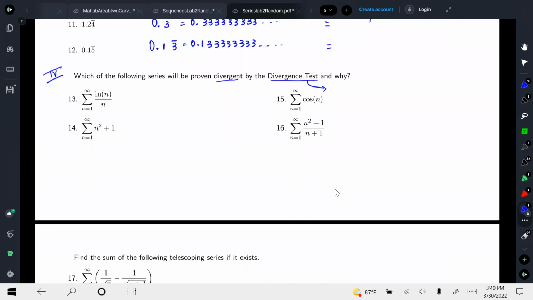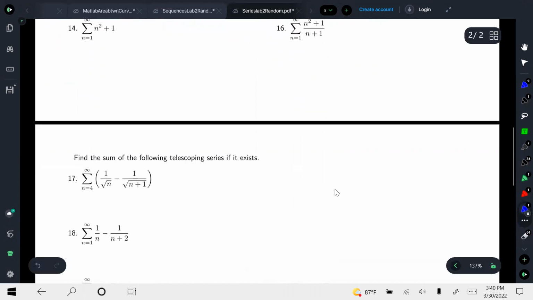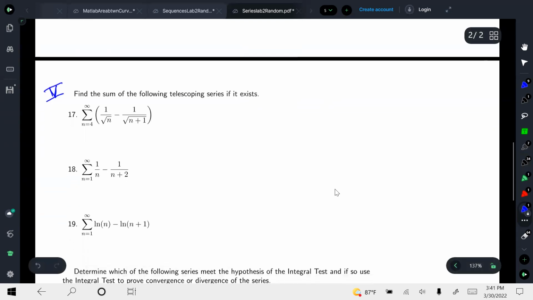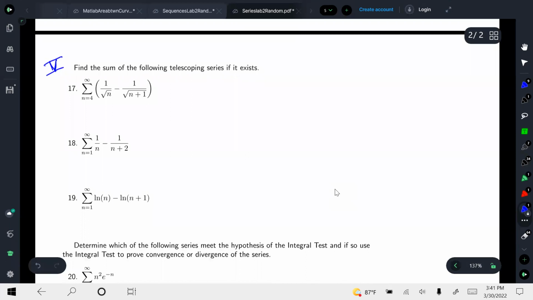Now remember, when they say it is divergent, that doesn't mean that these sequences have to diverge. It may converge or it may diverge. Okay, you need to find that out. Now in type 5, you need to find the sum of the following telescoping series. Now what is this telescoping series?